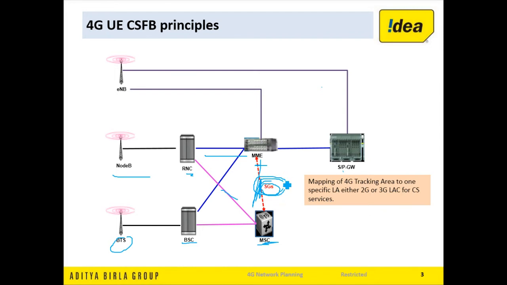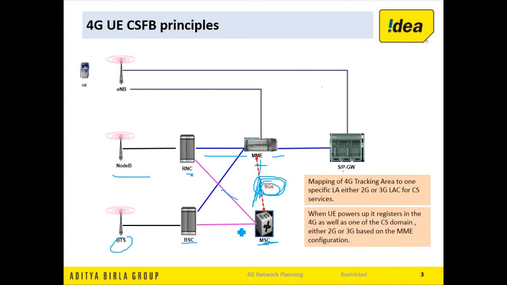This interface is a must now in 4G, and based on the mapping of tracking area in the MME, there needs to be a corresponding location area in the MSC. Now this tracking area has to be one of the location areas of either a 3G network or a 2G network. So a decision has to be made here: if a UE comes into this tracking area of 4G, where shall it register? Could it be 2G or could it be 3G?